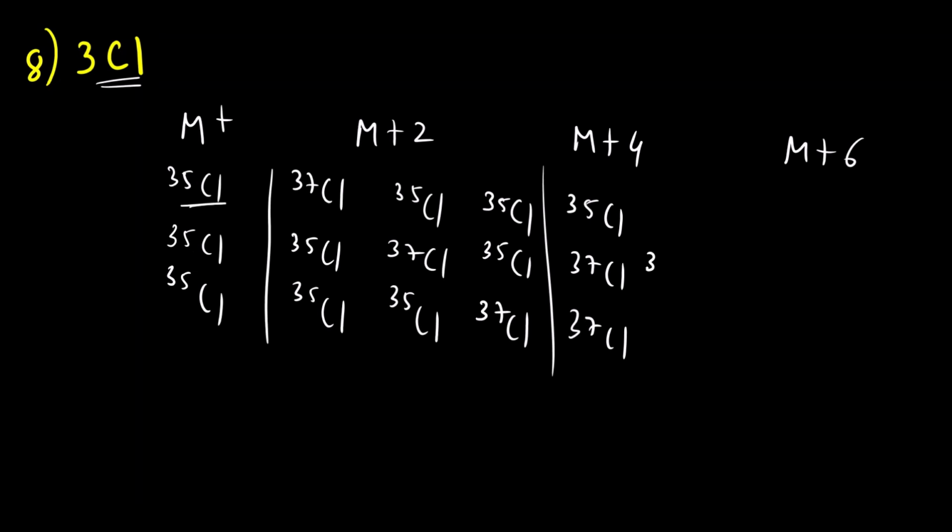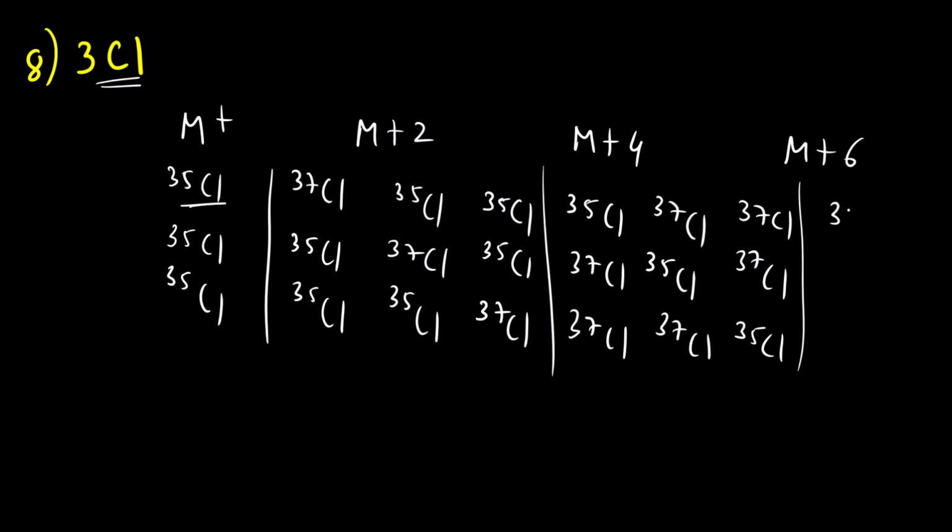Next, the middle one I will keep same, 35Cl. The remaining 2 I will increase, 37Cl, 37Cl. And the last, third one I will keep same, and the remaining 2 I will increase by 2 units, 37Cl, 37Cl. Last, increase the mass of all the 3 atoms by 2 units.